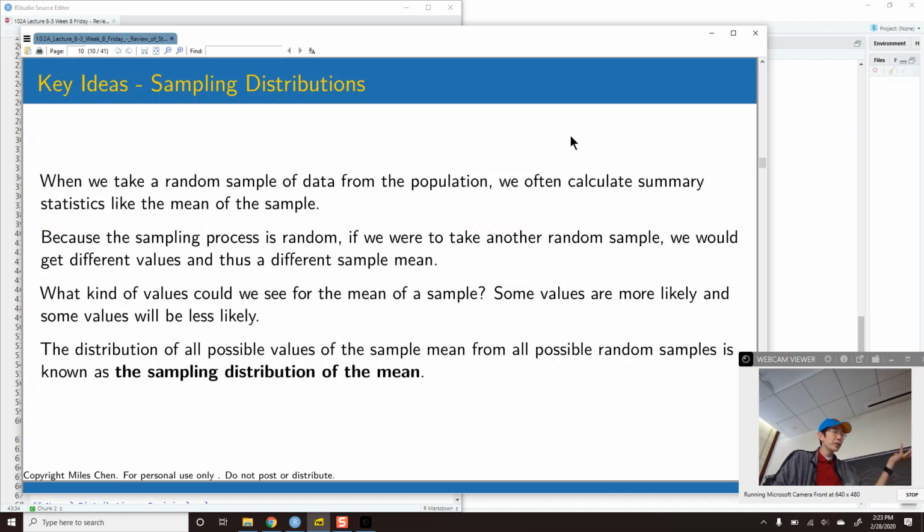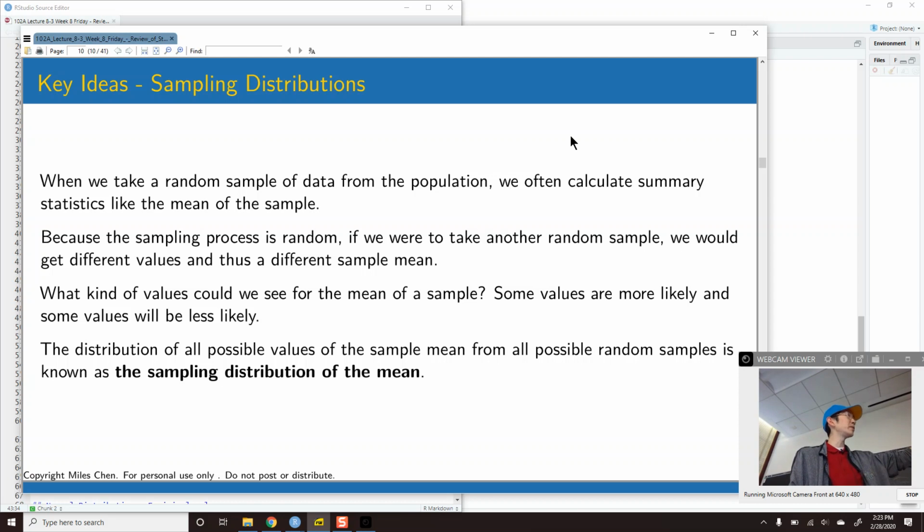And oftentimes, when you take a random sample, you calculate a summary statistic like the mean of the sample, right? But because the sampling process is random, we know that if we were to take another sample, we would end up with different values, and we would also get a different sample mean. And so the question is, what kind of values can I get for the mean of a sample? Some values are more likely, other values are less likely.